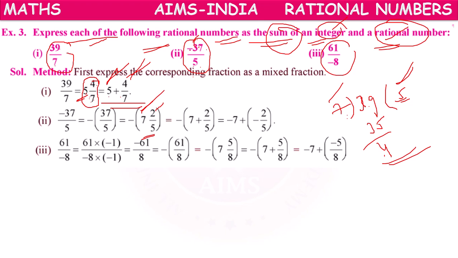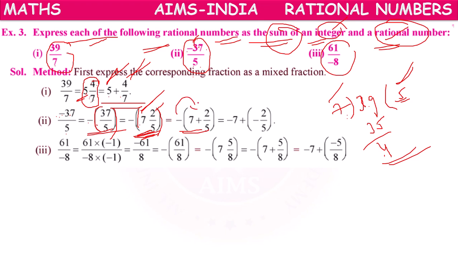But while writing like this, we should not consider the minus. The minus first we have to keep outside. We have minus 37 by 5, so we have to write it as minus of 37 by 5. Next we have to divide and convert it into a mixed fraction. So next, minus of 7 plus 2 by 5. We have to write like that.